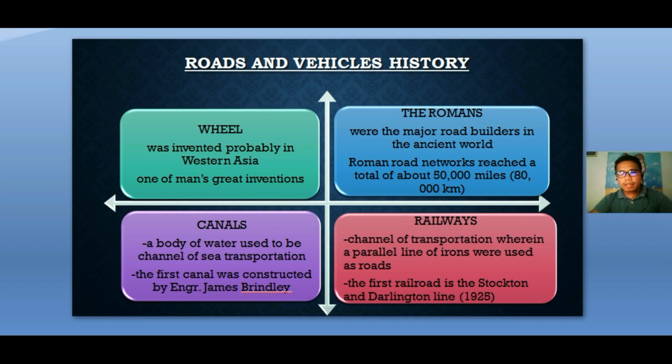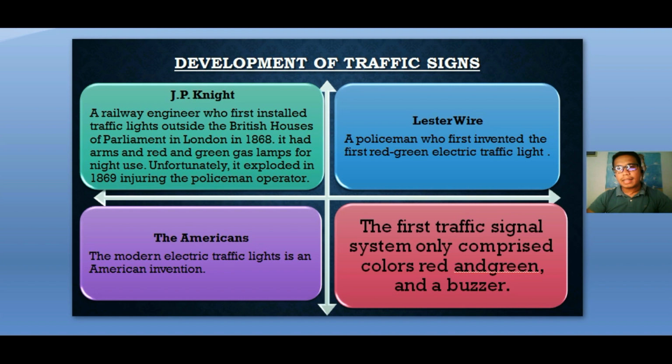On the other side, railways are channel of transportation wherein a parallel line of irons were used as roads. The first railroad is the Stockton and Darlington line in 1825. Now let us go now to the historical background of the development of traffic signs.